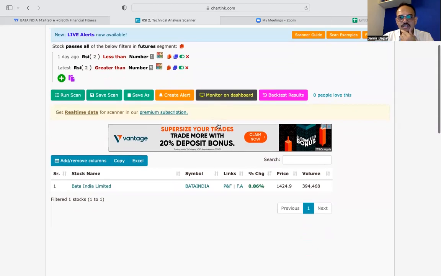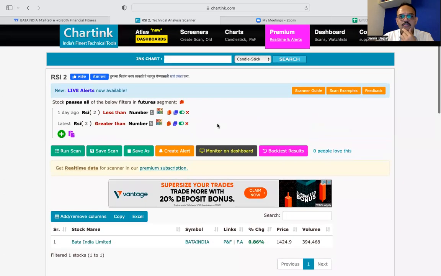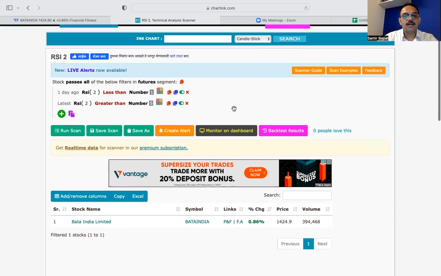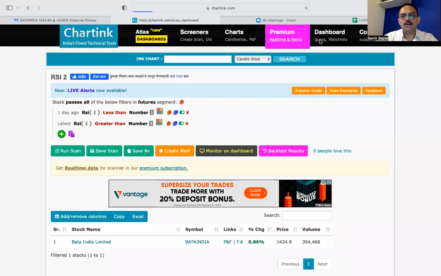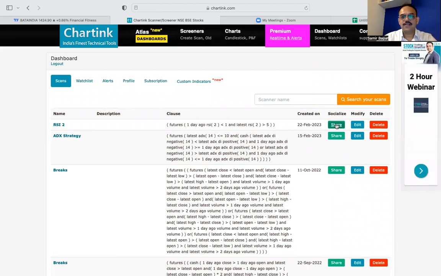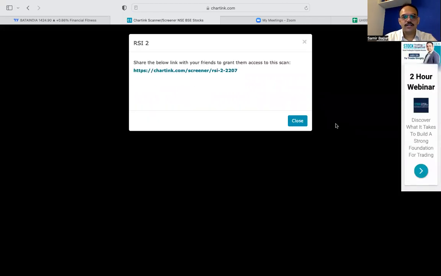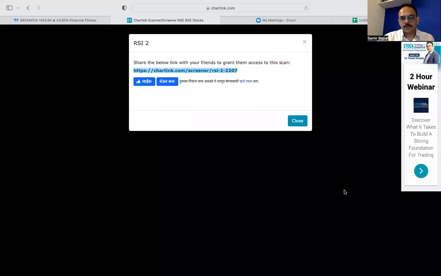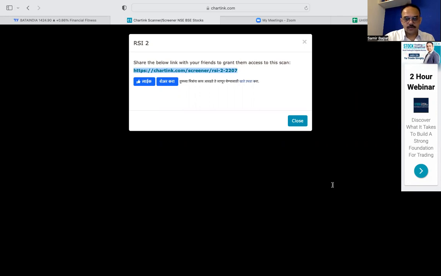I don't know how to share this. Any ideas how to share this filtration? Or you can try it out if someone is not able to. Sir, you can go to your scans and share that code only. Go to scan under dashboard. Yeah. You see, you have a lot of scans, and then share is there, na? Okay, this one. Okay, share. Copy that link. Okay, so this is the link for RSI.